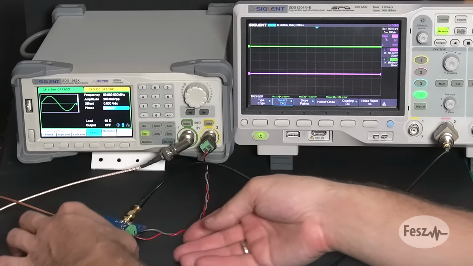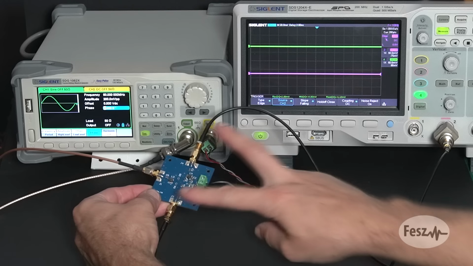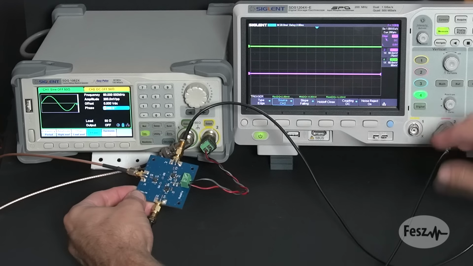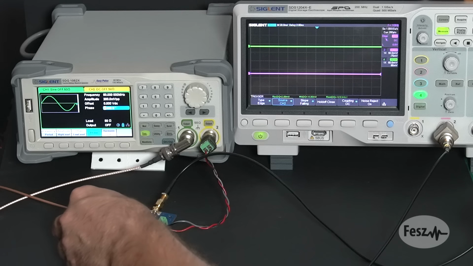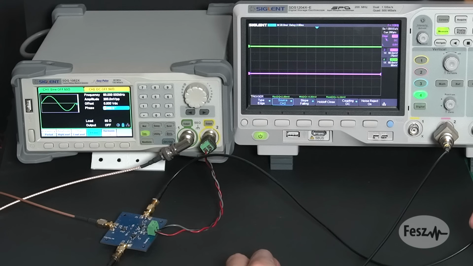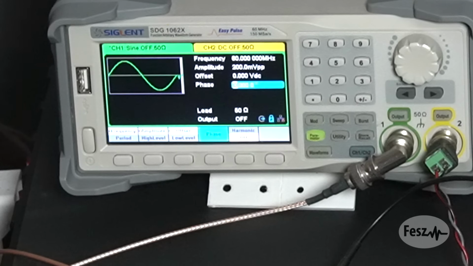To test this out, I first connected the input side to a 60 MHz signal, and then the outputs are going to two oscilloscope channels terminated with 50 ohm terminations. Since the bias voltage is very small, the switch will only work with small amplitude signals. So for this test, I will be using a 200 mV peak-to-peak RF signal.